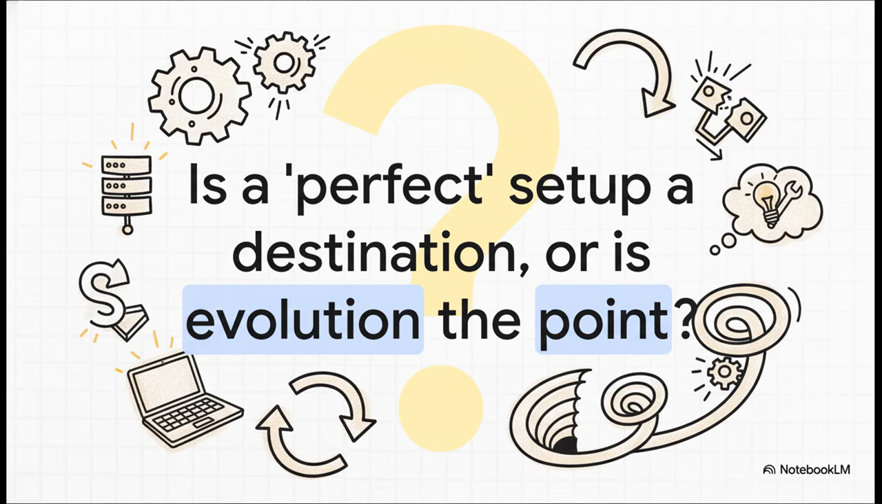Which kind of leaves us with this final question to chew on. In this whole world of tech and building things and learning, do we ever really get to a finished product? Or is the real point found in the process itself, that constant cycle of breaking things, fixing them, and making them better? Maybe the rabbit hole isn't a trap to be avoided. Maybe it's the actual path forward.